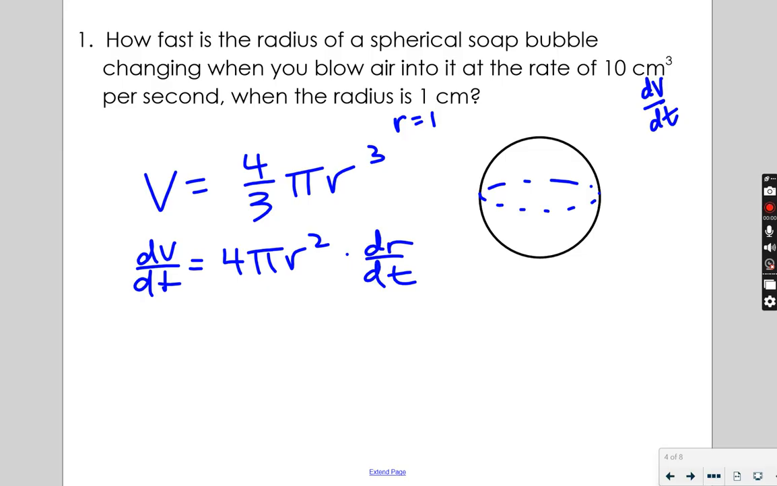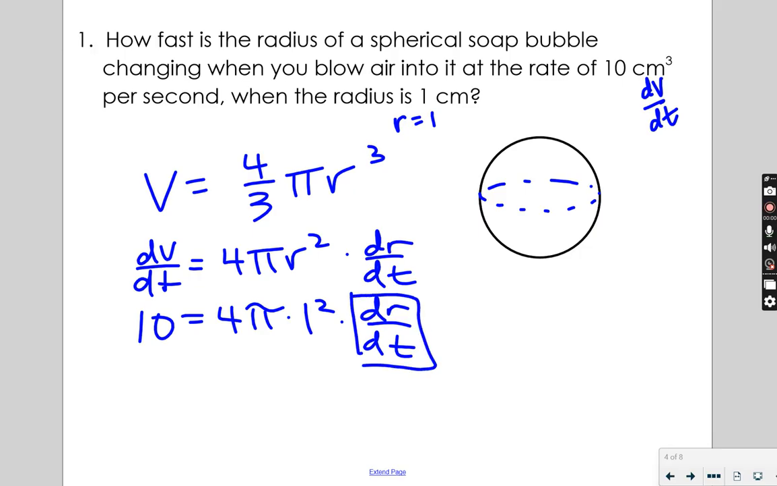All right, so did we know? Yeah, dV dt was 10. 4 pi. r was 1. And we're solving for dr dt. So how would I get dr dt by itself?